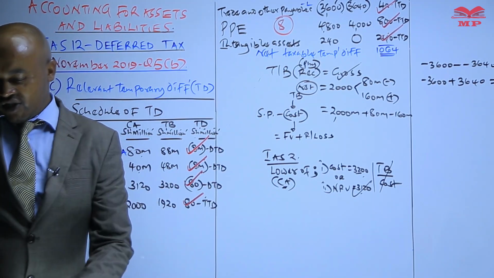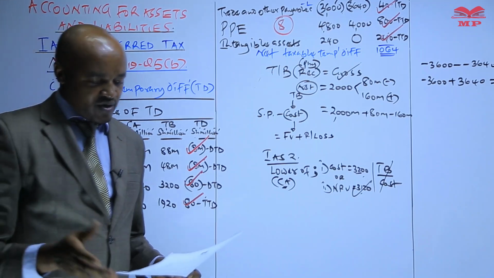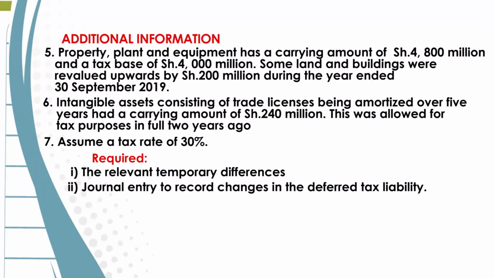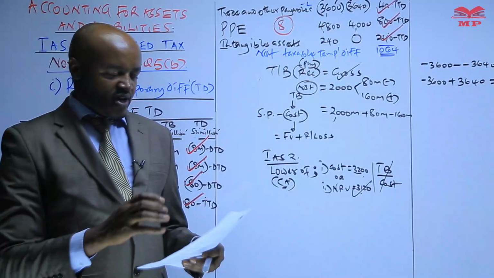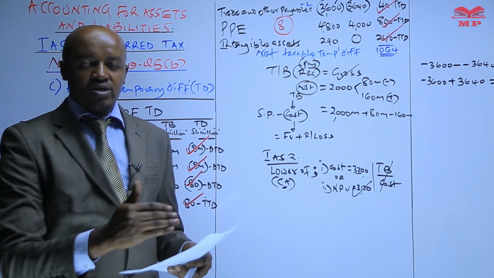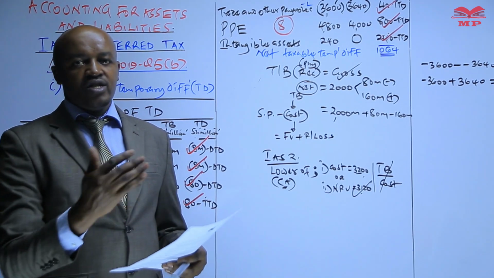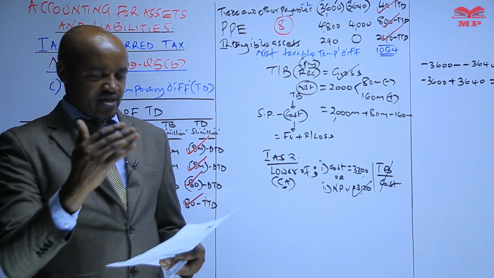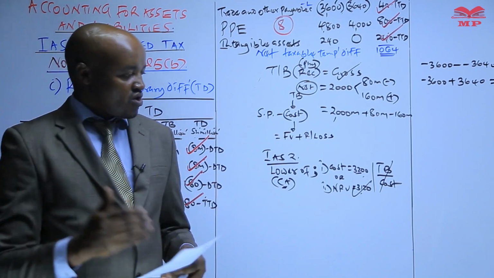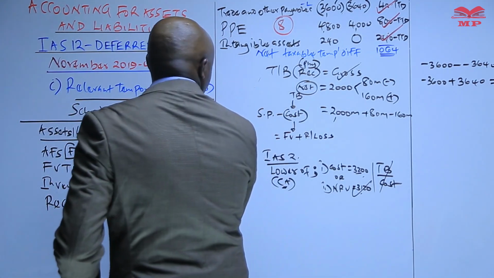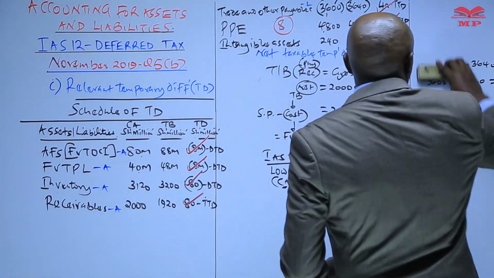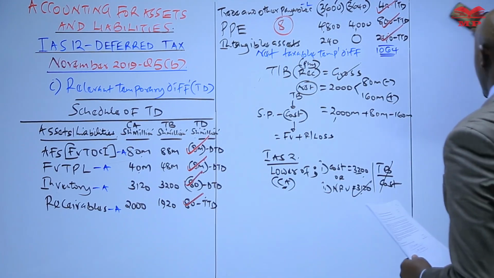And then in Roman 2 of that particular question, what are we required to do? We are required to make the journal entries to record now the changes in the deferred tax liabilities. For us to be able to do that, it is first of all advisable you prepare a deferred tax account so that you can know which items caused the deferred tax liability to change from the figure given at the start to the figure given at the end of the year. So therefore, let's prepare the deferred tax account here, and then we make those journal entries as required in the question.